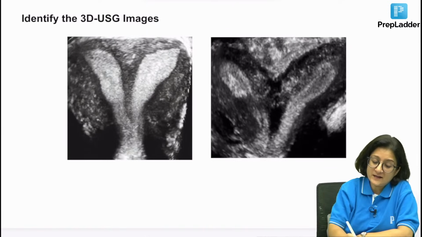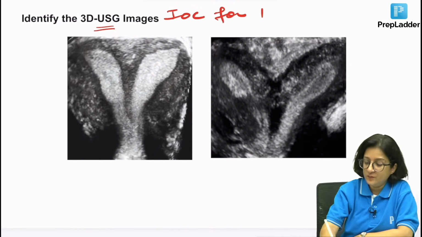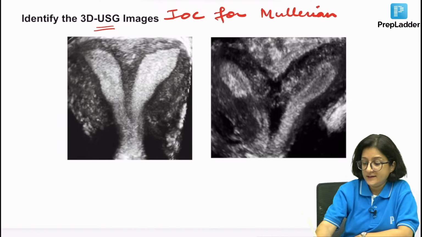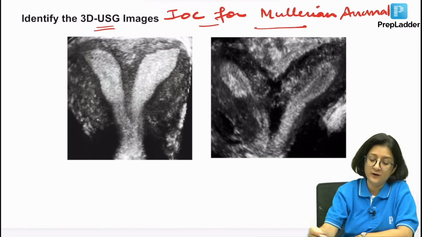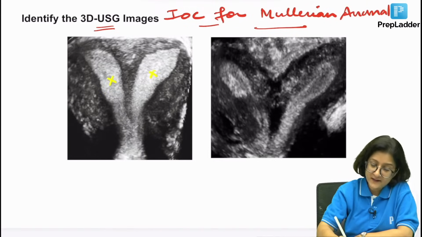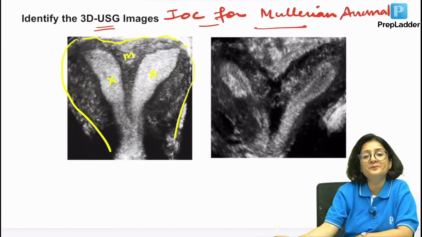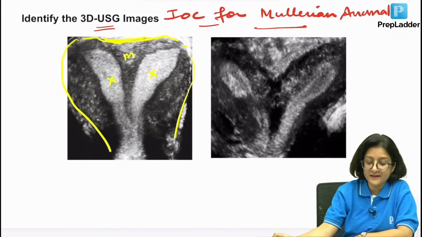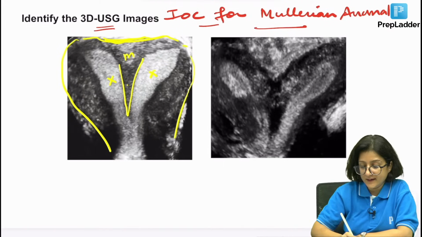But 3D ultrasound is now our investigation of choice for Mullerian anomalies. It is possible. You can see two separate cavities. You can see the outline of the uterus, this is the myometrium. You can see the fundus intact, you can see the dip at the fundus, and you can see that this is the septum. So the one here on the left is septate.